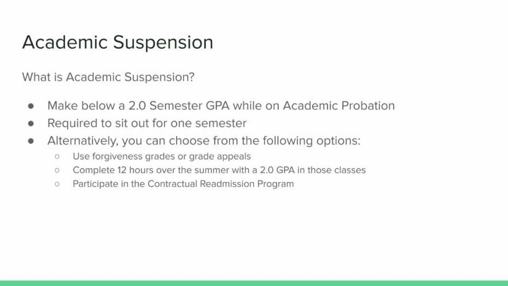That student can use forgiveness grades or grade appeals in order to raise their GPA. They can complete 12 hours over the summer through Ole Miss, earning at least a 2.0 in those classes. Or they can participate in the Contractual Readmission program. Throughout the rest of this video, we will cover these options in greater detail.